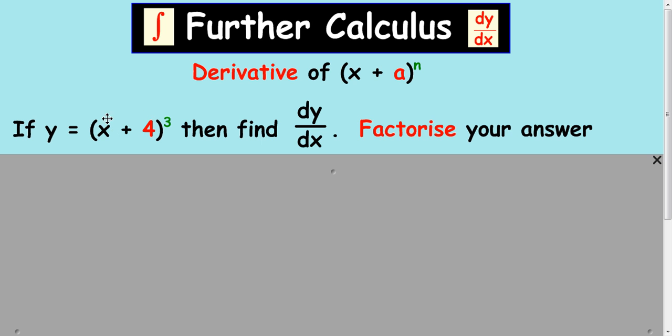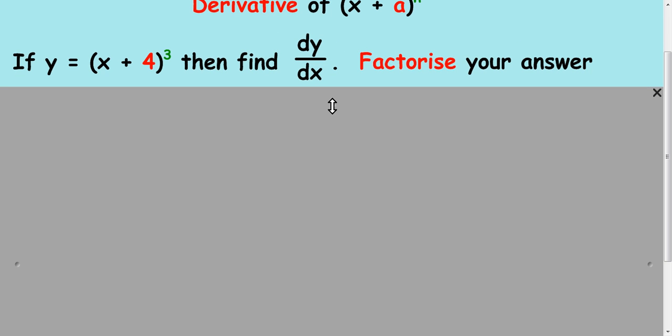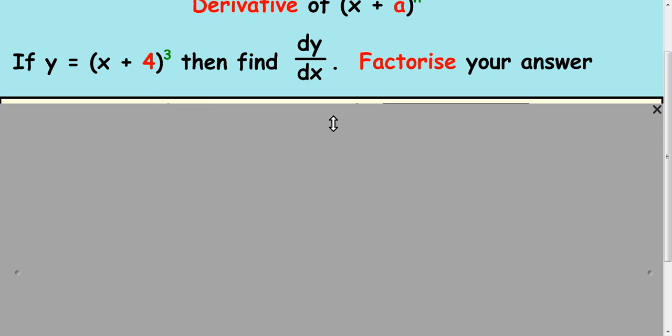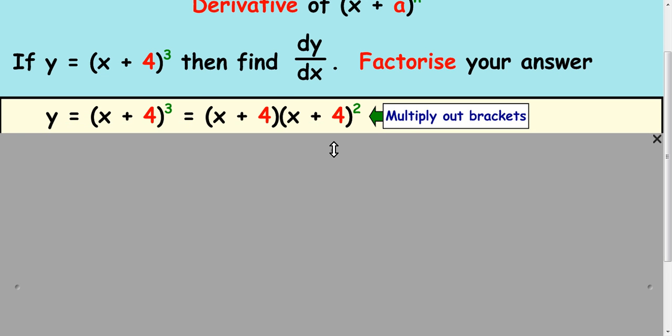Normally what you would do is try and multiply the brackets out so you've got lots of different terms and then differentiate them individually. So let's have a look at how you would do that. I'm just going to show you this quickly. There's a lot of algebra involved and we're trying to find a better way than this, but this is a way of doing it. So if you wanted to multiply that bracket out, you would split it into (x + 4) times (x + 4) squared.